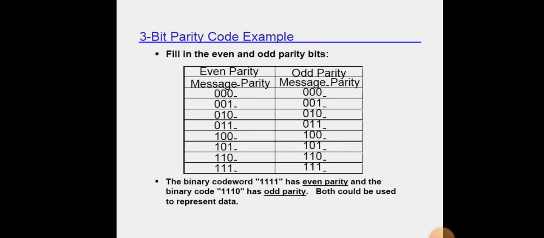Bit parity code examples. Fill in the even and odd parity bits. The binary code word with an even number of ones has even parity, and the binary code word 1110 has odd parity. Both would be used to represent data.